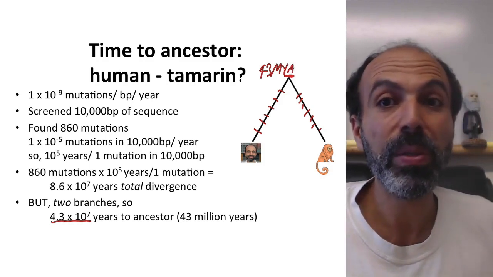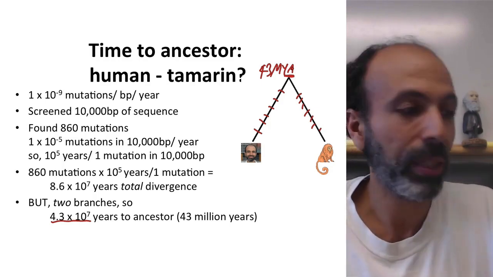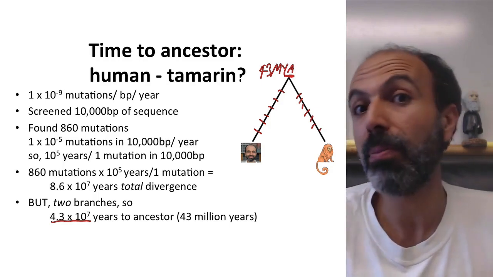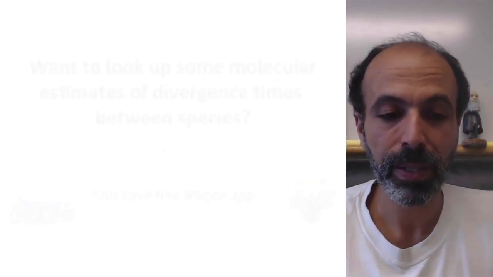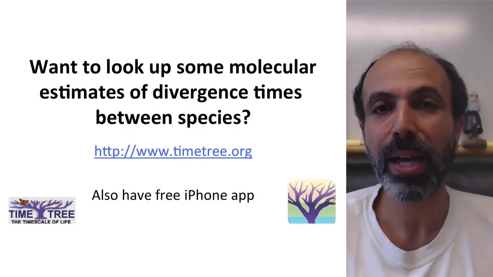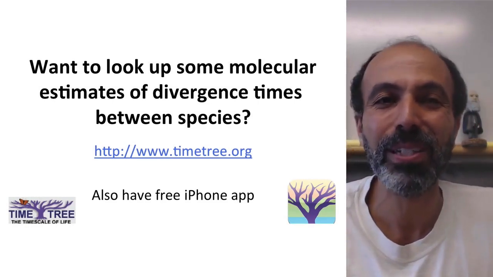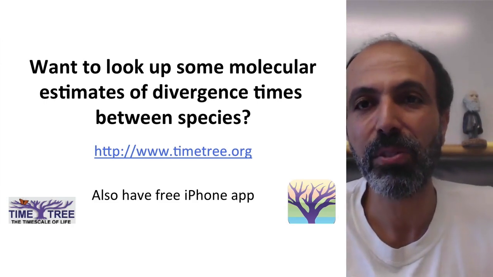Now, several people have told me they're very interested in these divergence time estimates and calculating them from molecular data. If you're interested in looking up some published divergence time estimates, I refer you to this website, timetree.org. They also have a free iPhone app where you can just type in your favorite two species and see what the estimated divergence time is between them. So take a look at that when you have a chance.